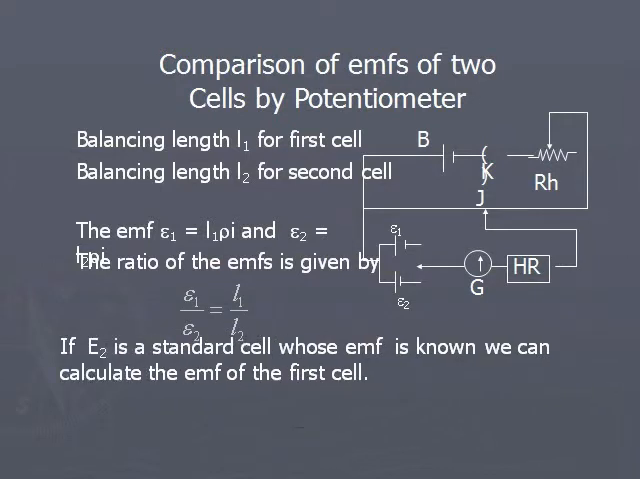Instead of E2, if we use a standard cell whose EMF is constant, then we can calculate the EMF of the first cell, unknown cell E1. So like this we can compare and we can determine the EMF of an unknown cell.